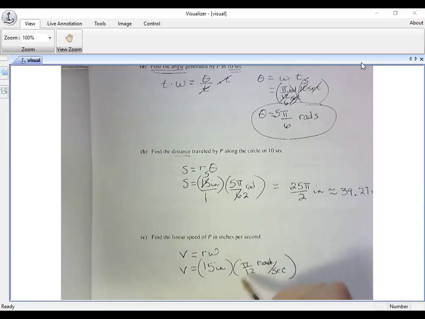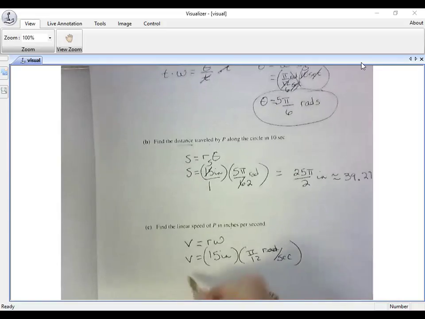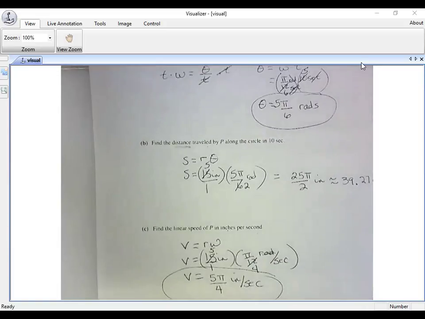So all I have to do is clean this thing up a little bit. What's that going to give me? 15 pi over 12, and that 15 and 12 has a common factor of 3, so I could reduce down a little bit. That would go 4 times, that would go 5 times, and I would get 5 pi over 4 inches per second. Make sense? I was going to say, if it stays that easy, life is good, is it not?